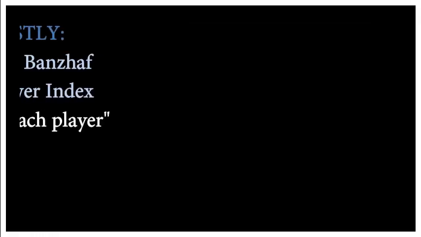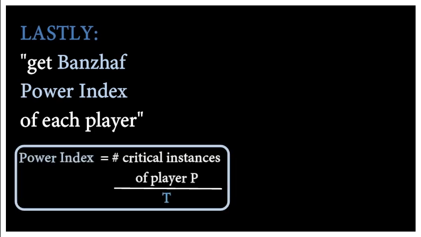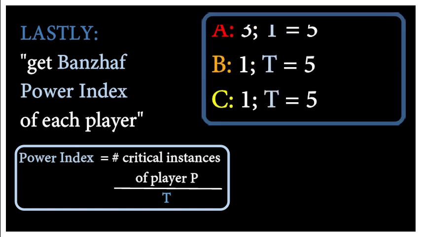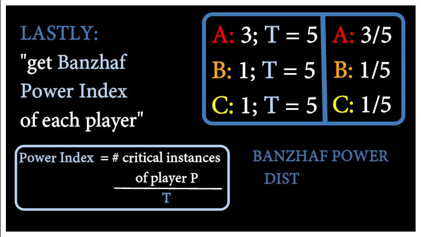Lastly, to get the power index of each player, simply divide the number of times they are critical by the total critical instances. For this system, A has a power index of 3/5, B has a power index of 1/5, and C has a power index of 1/5. Combining this into a triple, we have the Banzhaf power distribution 3/5, 1/5, 1/5.